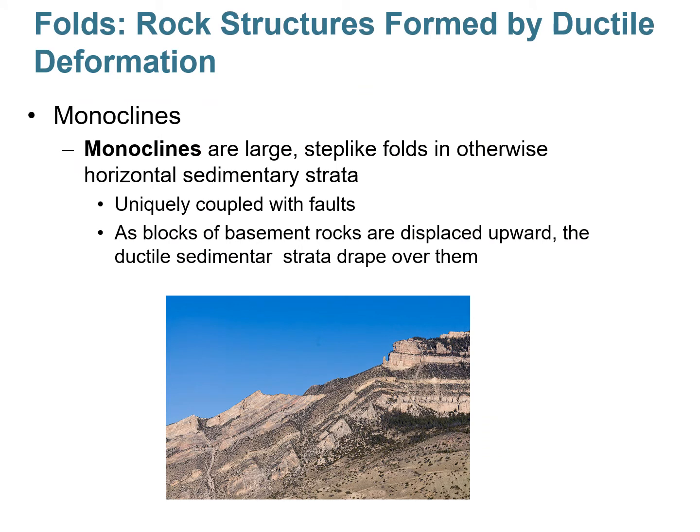All right, then there's another structure that forms from ductile deformation, and it's called a monocline. And monoclines are step-like folds, okay? And typically occurs in horizontal sedimentary strata that kind of sits on top of more crystalline rocks. And so you see here, this is kind of horizontal sedimentary rocks, right? And then there's this kind of folded rocks right here. So it's almost like one limb that's kind of folded downward like this, okay?